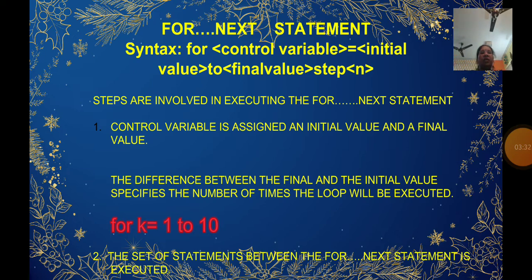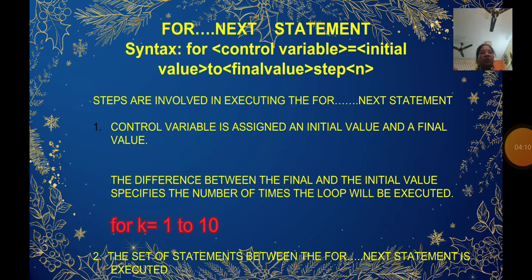Now, before that, the steps here: can you see, while using a For Next statement, the control variable is assigned an initial value and a final value. For example, the control variable is k, and the initial value to final value is 1 to 10. That means I want to print the numbers 1 to 10. So I am giving here 1 to 10, that is, the initial value is 1 and the final value is 10, because I want to print 1 to 10 numbers.